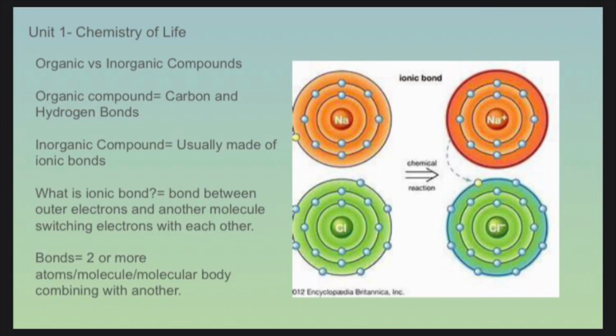Now let's learn about some organic and inorganic compounds. Organic compounds are carbon and hydrogen bonds. So those are like the general basis. Now inorganics are just ionic bonds. So what's an ionic bond? It's a bond between outer electrons and other molecules switching electrons with each other. So as you can see, the Na+ is switching to the Cl-. Now bonds are just 2 or more atoms, molecules, or just molecular bodies combining with each other.